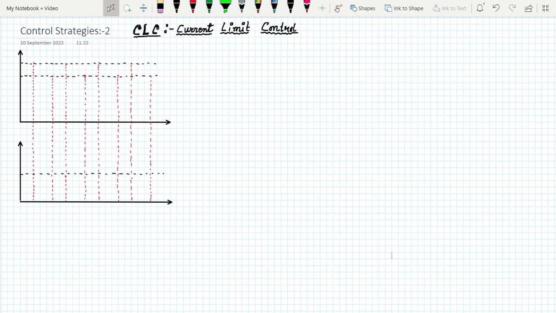Today's subject is power electronics and the topic is chopper. In the last class I discussed the control strategies. This is part 2 of control strategies. Today I will discuss current limit control, CLC, which is number 2. Last class I discussed time ratio control, that was number 1.